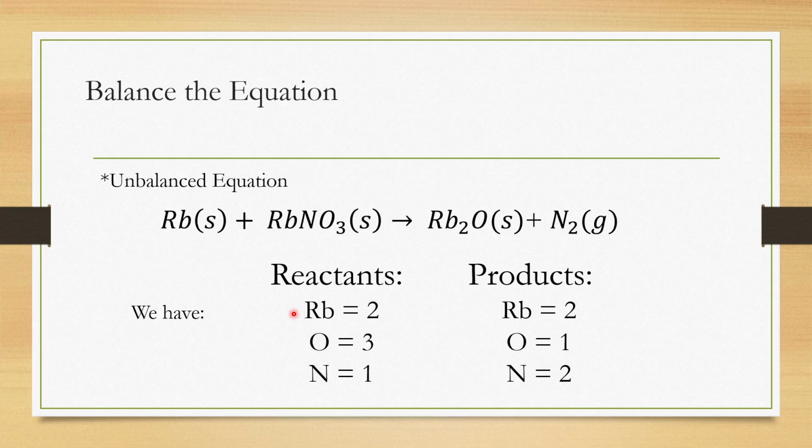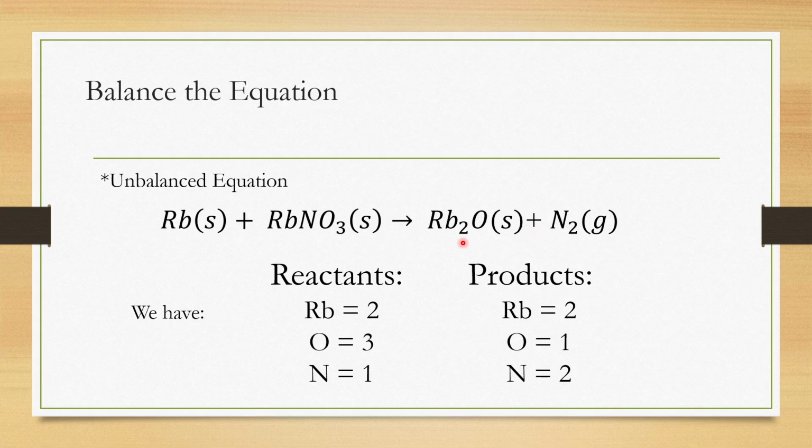So we have rubidium on the reactant side, and we have 2 atoms because we have 1 here and then we have 1 here, which gives us 2. And then for oxygen, we have 3 because the subscript 3 denotes that there are 3 atoms. And then for nitrogen, we only see it here, so it's just 1.